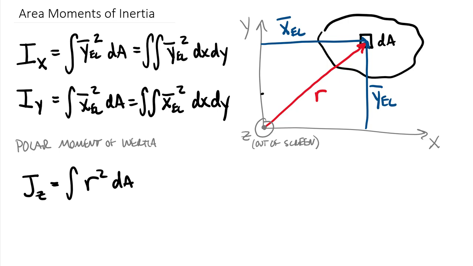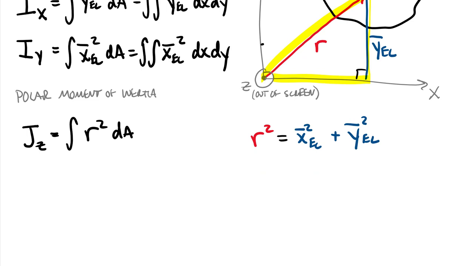Now, one thing that's kind of convenient geometrically is that if we formed a right triangle, say this right triangle right here, because we have a right triangle, we can apply the Pythagorean theorem and say r squared is going to be equal to x bar squared of the element plus y bar squared of the element. Because of this relationship, it also turns out that our polar moment of inertia about the z-axis, J sub z, is also equal to the sum of I x plus I y.